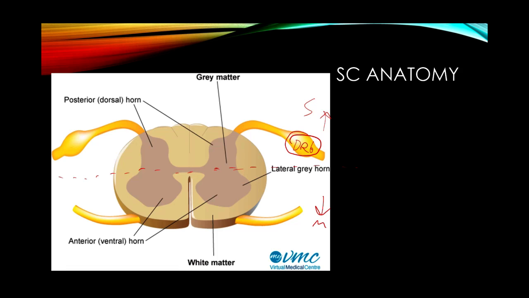DRG, dorsal root ganglion. And the DRG is a pseudo-unipolar neuron, which means that a normal unipolar neuron just looks like that, right? A pseudo-unipolar neuron, think of it as having two arms. The DRG has a peripheral process where it receives sensory information, and then it has a central process where it gives information to the spinal cord, basically. And it's really like its own mini brain.